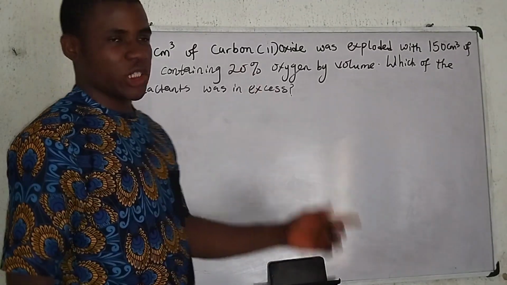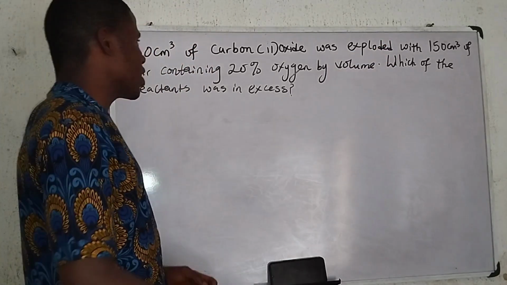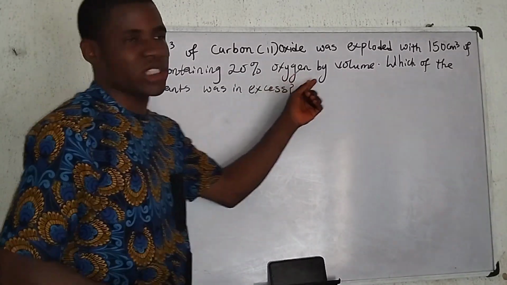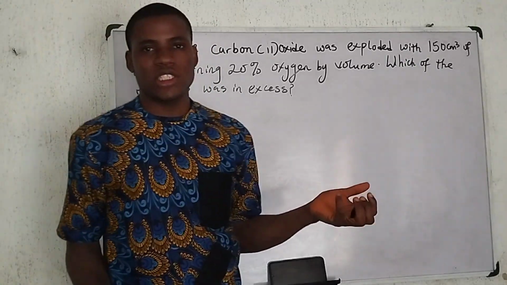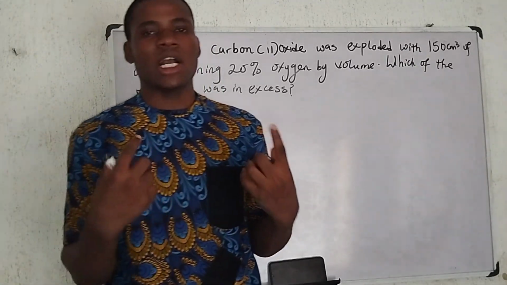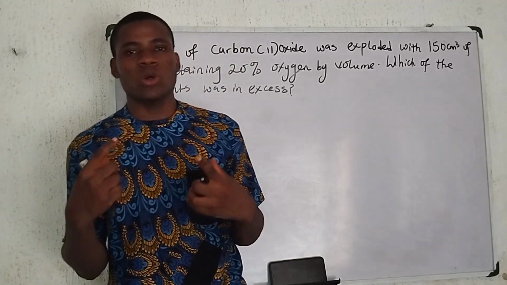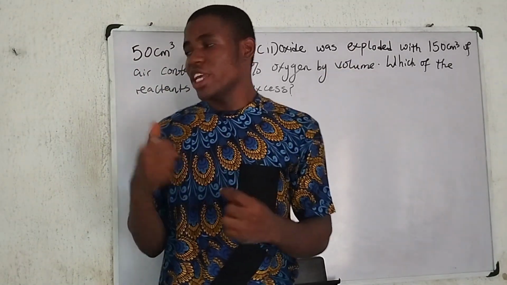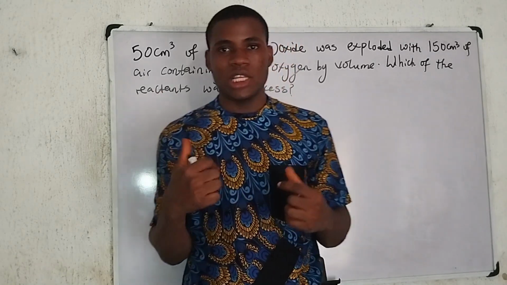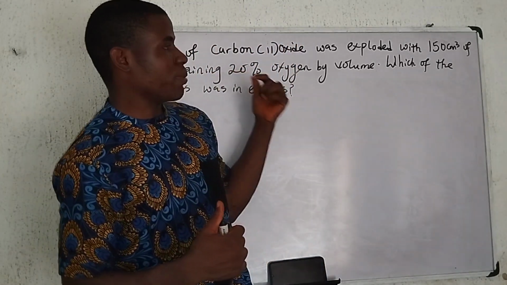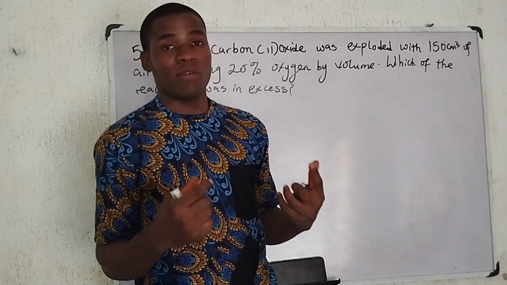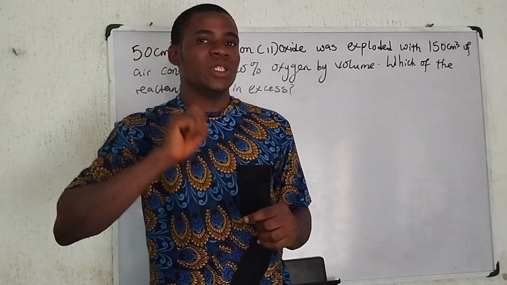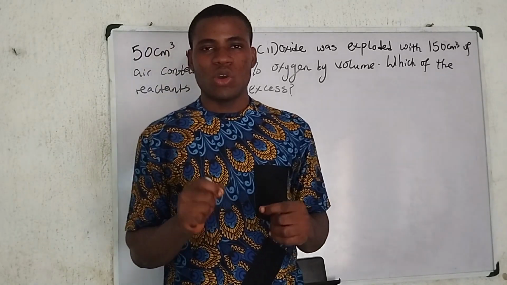A 50 cm³ of carbon monoxide was exploded with 150 cm³ of air containing 20% oxygen by volume. We are asked which of the reactants was in excess. So the question is just explaining that carbon monoxide was exploded in 150 cm³ of air, and the air contains 20% oxygen by volume. We all know that the percentage composition of oxygen in air is 20 to 21%. I hope it makes sense.